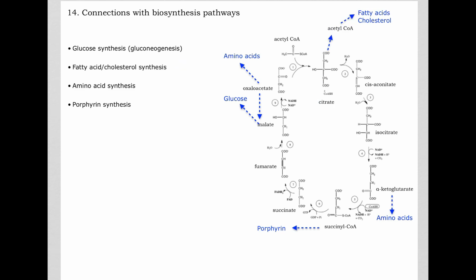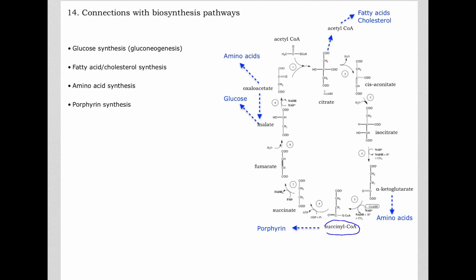Other intermediates of the Krebs cycle can be used to make amino acids. So for example, oxaloacetate can be used to make certain amino acids. Alpha-ketoglutarate can be used to make certain amino acids. So the Krebs cycle intermediates are also important not only for glucose synthesis and lipid synthesis, but also for eventual protein synthesis.